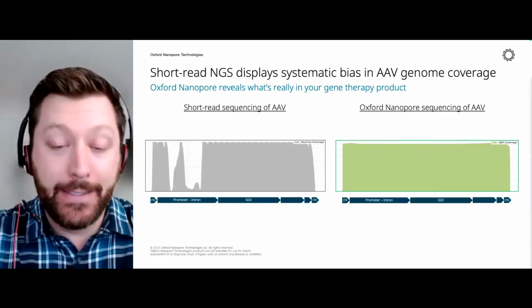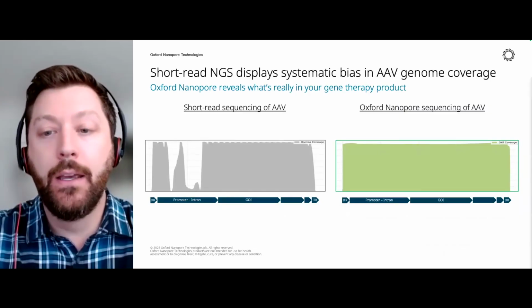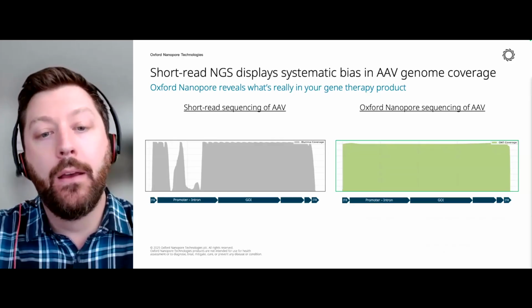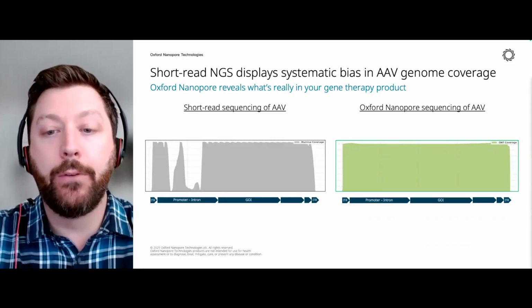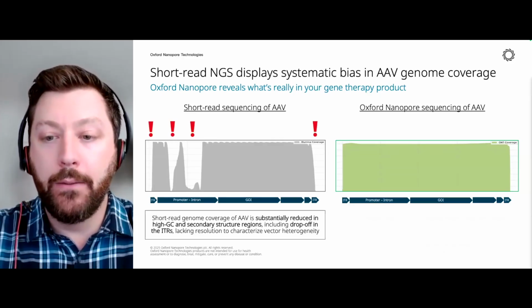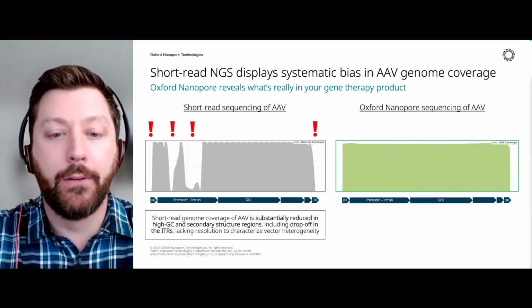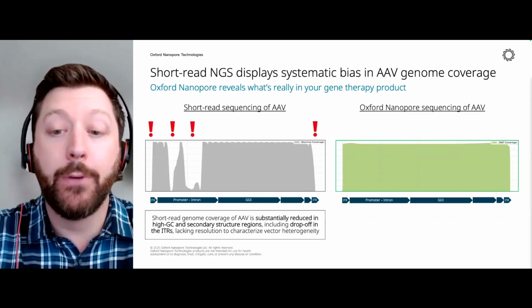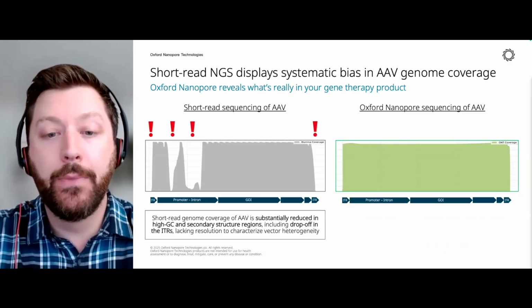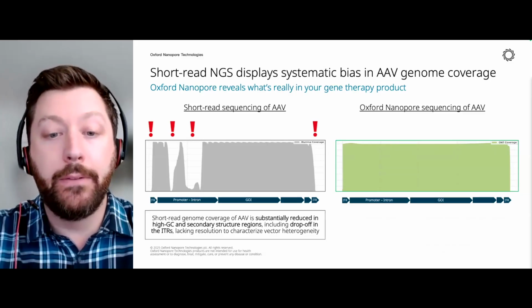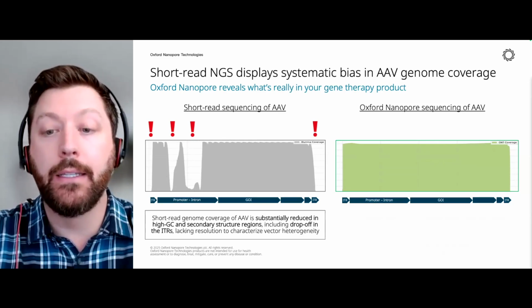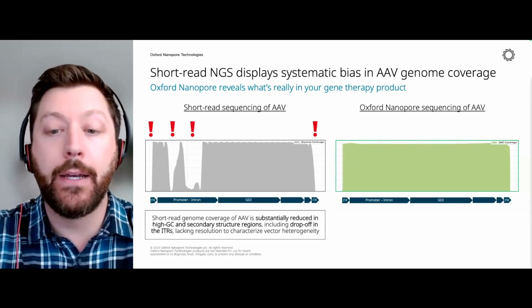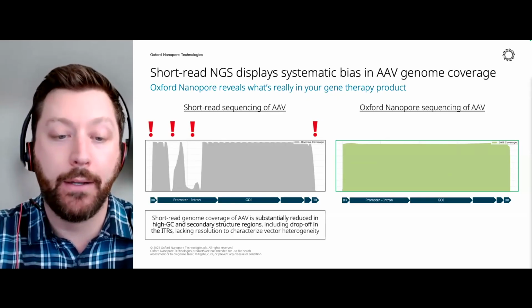Now let's look at an example with AAV genome analysis, which really highlights the limitations of traditional short-read sequencing platforms. On the left, you can see a coverage plot generated from short reads, and you'll likely be able to spot regions with sharp drops in coverage, especially high GC-rich regions and in the inverted terminal repeats, the ITRs. These are critical elements in AAV vectors, but because of the inherent biases and limitations in short-read sequencing, you're effectively blind to potential issues that could affect the integrity and safety of the gene therapy product.